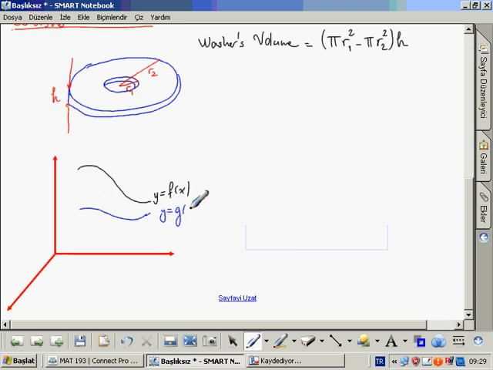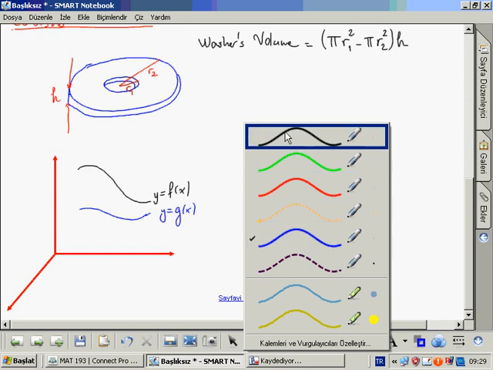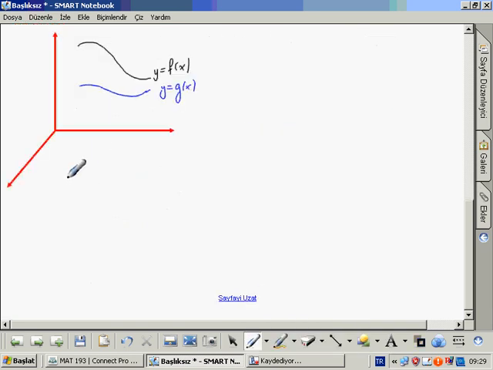I'm sorry, this is the g of x. This is smaller than the f of x. And when you revolve these two curves on the x-axis, you will obtain the shape. I know that this is a rough sketch, and I'm sorry that there are some errors.